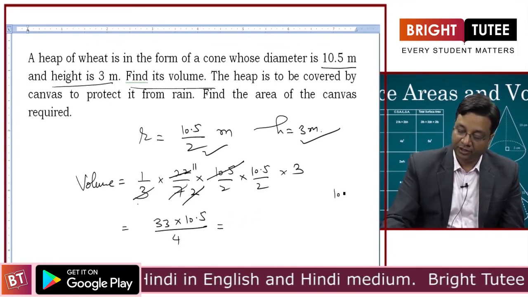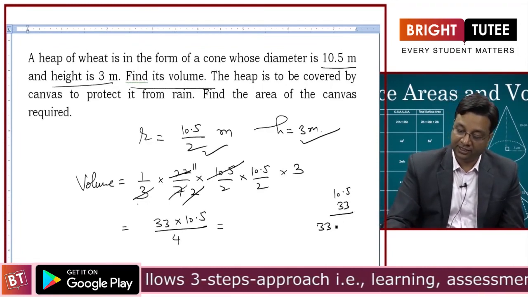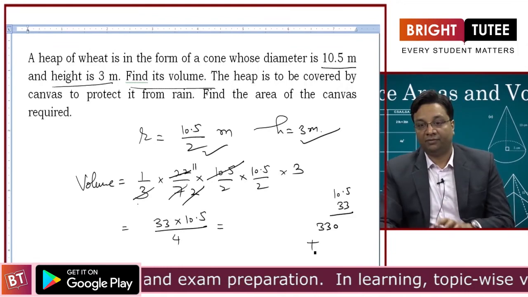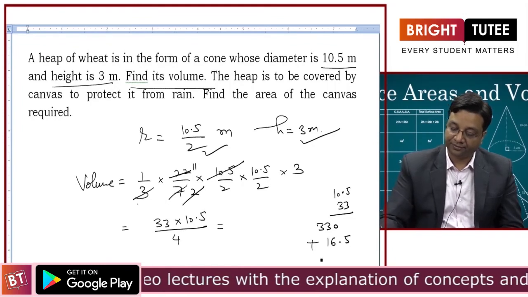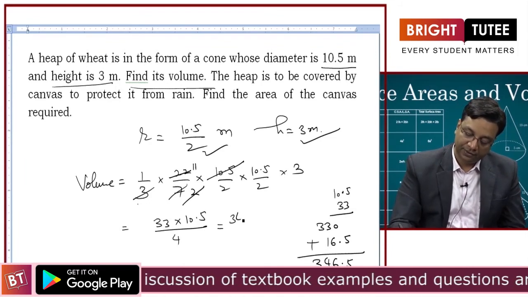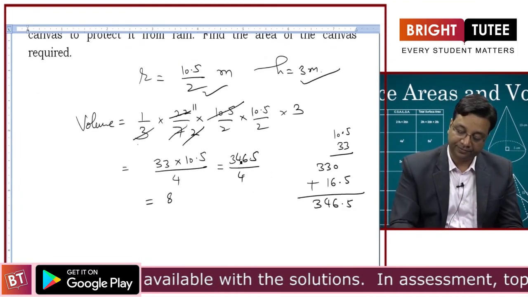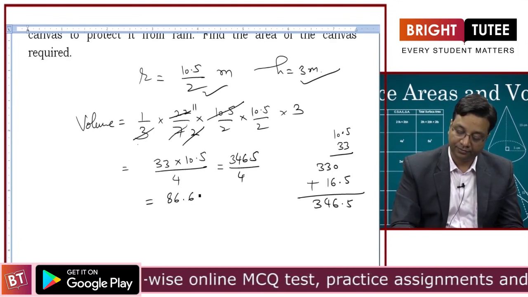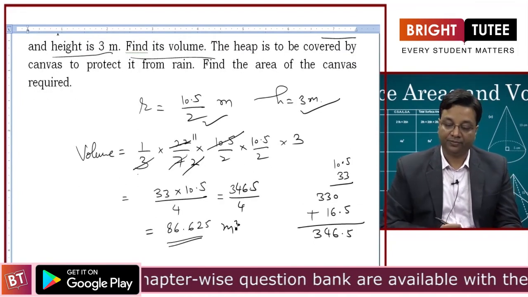you need to multiply 10.5 with 33. How can you do that? 10 and 0.5. So 330 plus half of 33, because of this 0.5, right? And half of 33 is 16.5. So this will be 346.5 by 4. Now we can further simplify it. So it will be 86.625 meter cubes. Okay, so this is the volume.